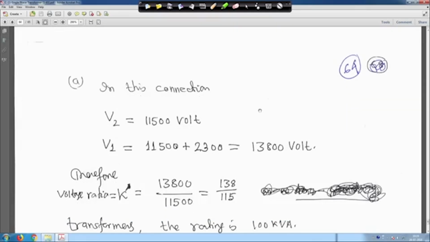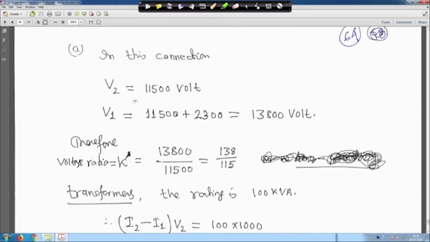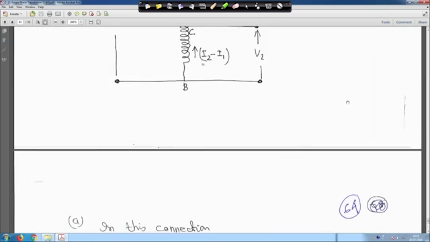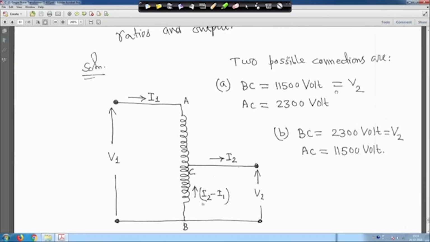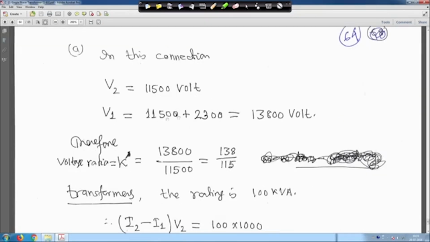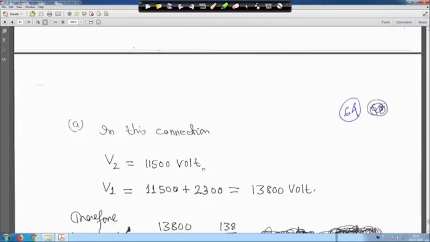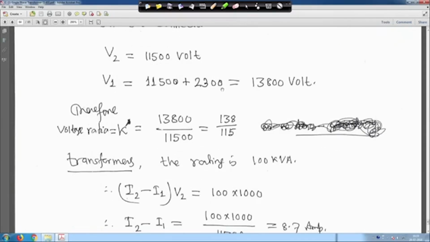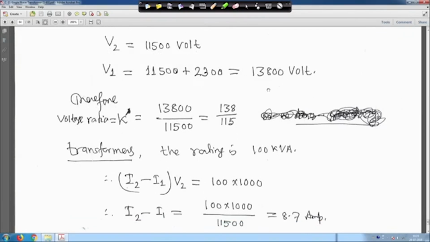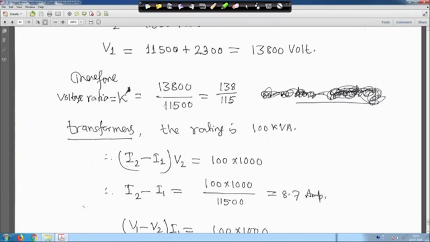Now, suppose for the first case, in this connection where V2 is equal to 11,500, that is, BC 11,500 equal to V2, and AC 2300 volt. So, in this case V2 is equal to 11,500 volt, therefore, V1 you add it up, that is A to B, right. So, in this case it will be 11,500 plus 2,300, 13,800 volt. Therefore, the voltage ratio K will be 13,800 upon 11,500, that is 138 by 115, right.